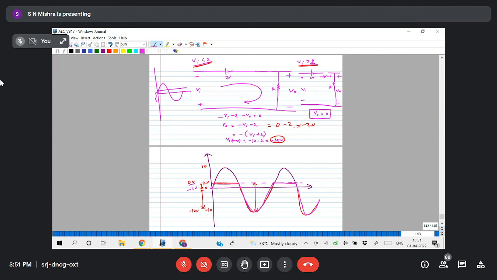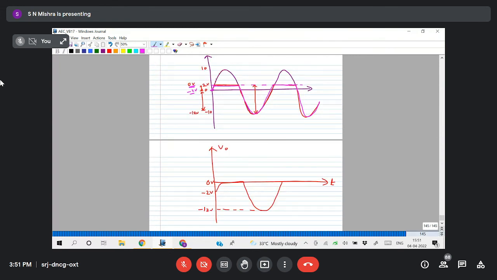When Vi, see this one, V naught equals minus Vi minus 2. When Vi is 0, V naught how much? 0 minus 2, that is minus 2 volt. So when input is 0, output is minus 2 volt. When input is plus 2, output is 0. Like that you can analyze.